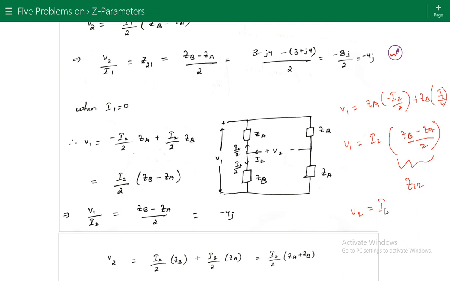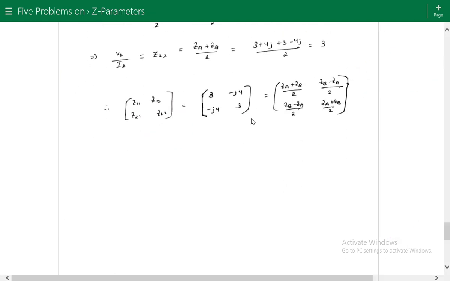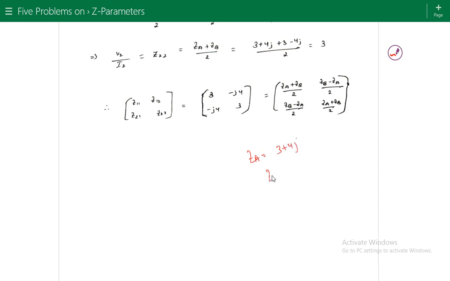Similarly, by expressing V2 as a function of I2, I can find the value of Z22. So these are the values: (ZA plus ZB) by 2, (ZB minus ZA) by 2, (ZA plus ZB) by 2, (ZB minus ZA) by 2. Given that ZA is 3 plus 4j and ZB is 3 minus 4j, just by applying the values we can get the Z parameters. By looking at them, Z11 equals Z22 and Z12 equals Z21, so the given network is both reciprocal and symmetrical.